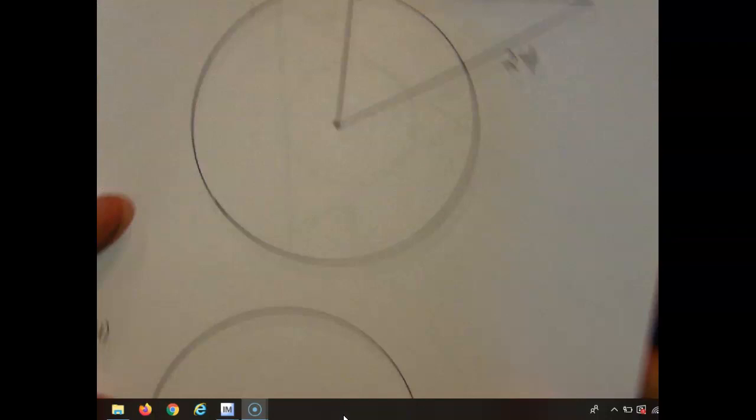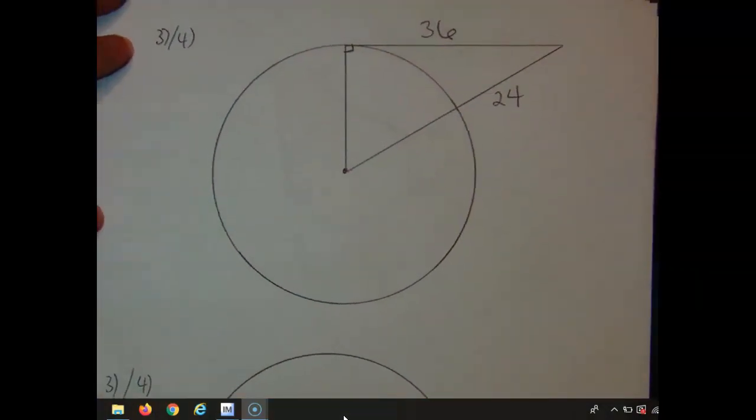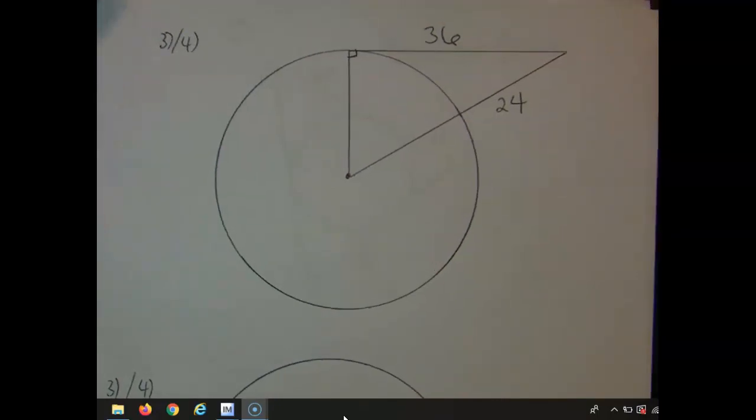Now at any point that you feel like you need to pause the video so you can see what I did, then you can pause it, go back through and work it exactly the same way step by step.